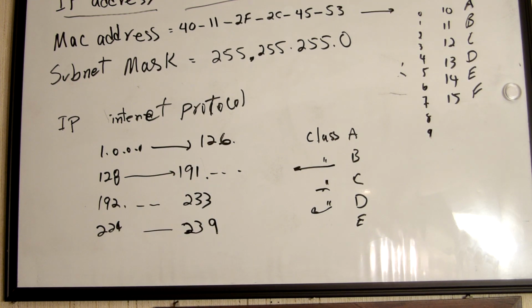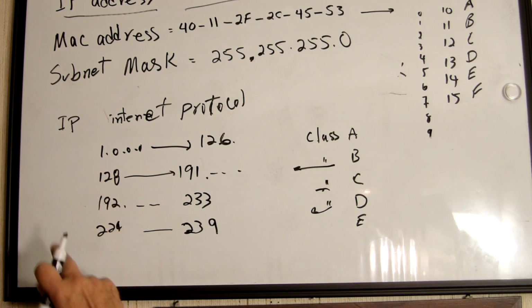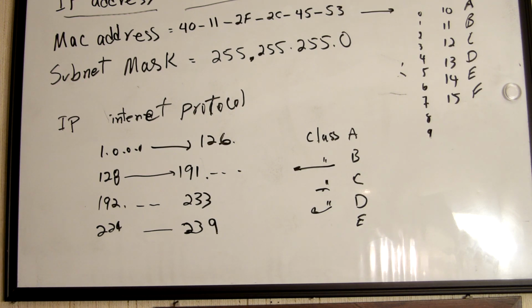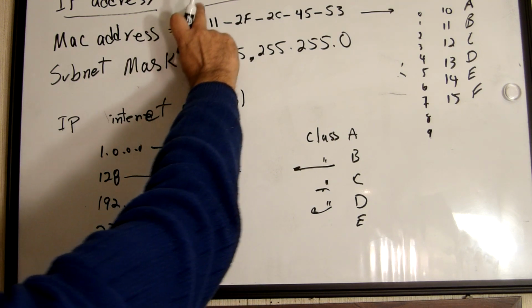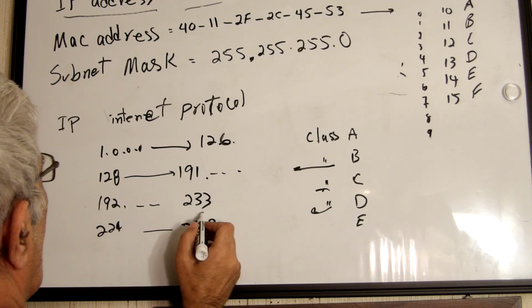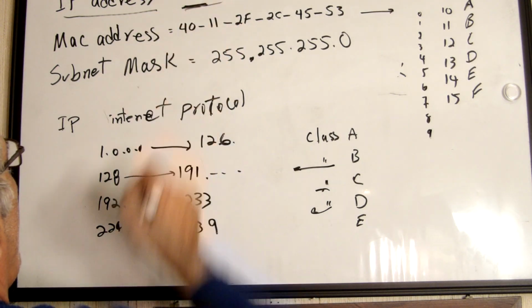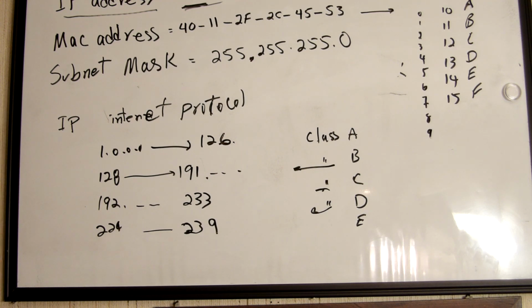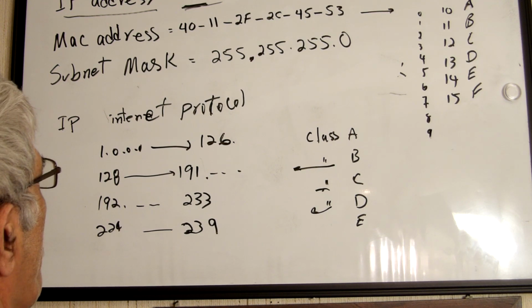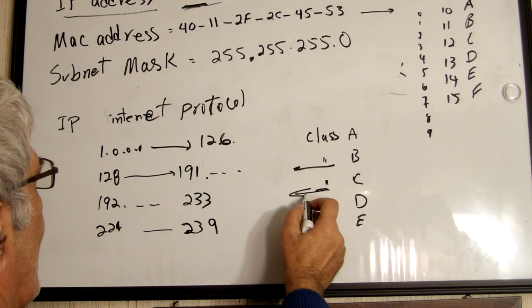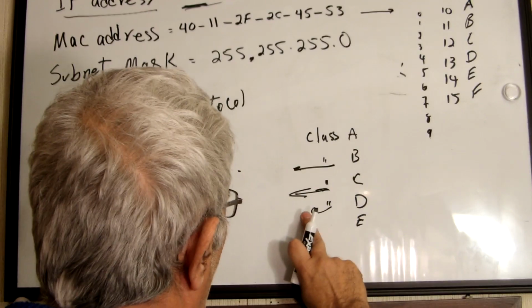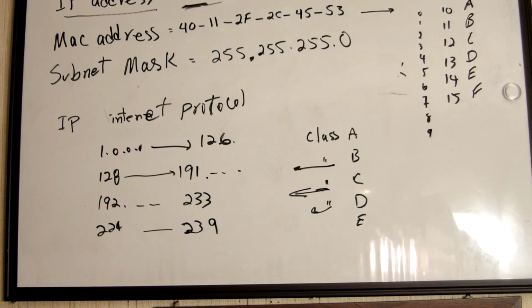Now let's talk about this. If there is an IP address, for example 192.1, the first number from 192 to 223 shows that the class is C. Then we'll talk about what class C is and how many addresses it has.